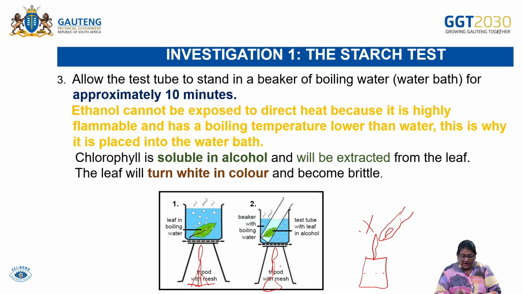So here is the water boiling. Here's the test tube of alcohol, and remember, chlorophyll is soluble in alcohol. So chlorophyll is soluble in alcohol and will be extracted from the leaf. The leaf will turn white in color and become brittle. It becomes very, very hard. It's no more soft like when it came out of the boiling water. The alcohol makes the leaf very, very hard, like how you feel like it's going to crack. That's why it's called brittle.